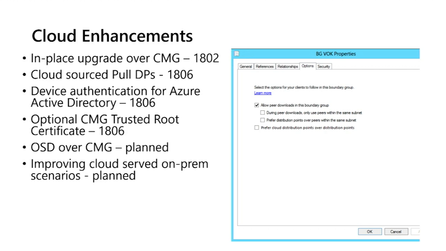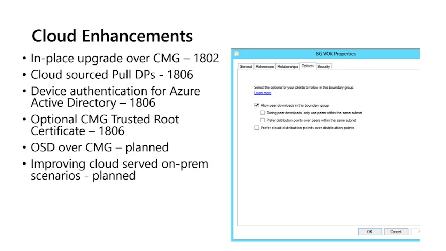So if you are able to enable these two features, then you only have to enable one more certificate before you would be able to leverage CMG and all of the awesomeness that it provides you. So this is something that, if you look at the very bottom there, improving cloud serviced on-prem scenarios. This is a quick example of a potential on-prem service that could be better done or improved with the cloud.